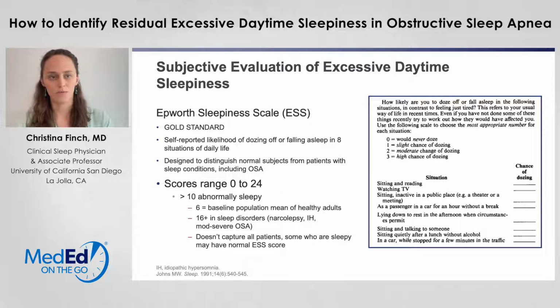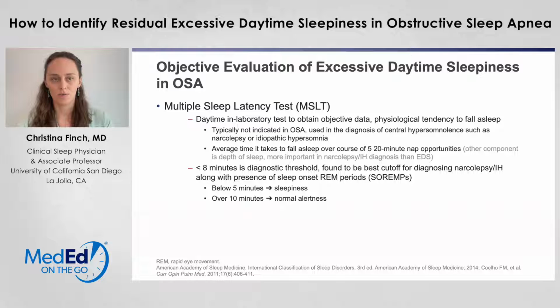Ways that we evaluate subjectively in the clinic is with the Epworth Sleepiness Scale. This is considered the gold standard, self-reported scale for likelihood of dozing off or falling asleep in 8 situations of daily life, as you can see on the right. This is designed to distinguish normal subjects from patients who may have more elevated concerns for daytime sleepiness. The scores range from 0 to 14. You can see the ranking system on the right there, and over 10 total on the scoring system is considered abnormally sleepy.